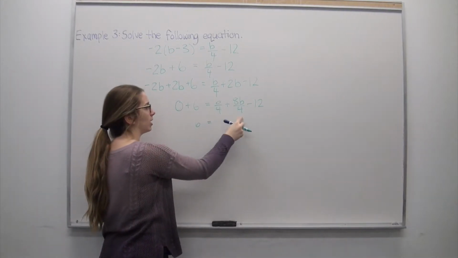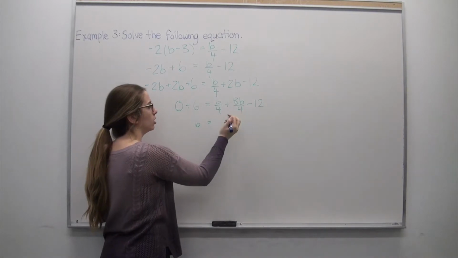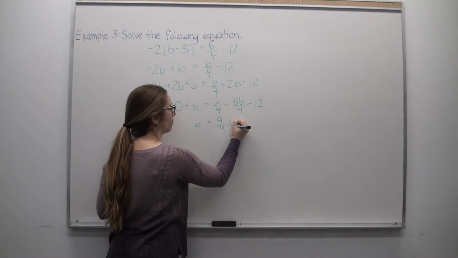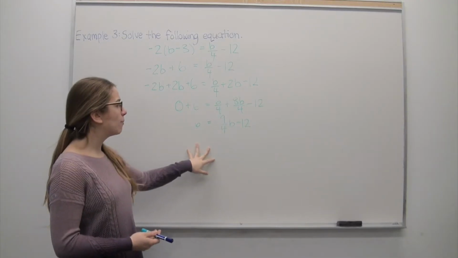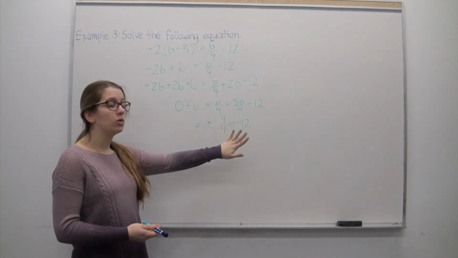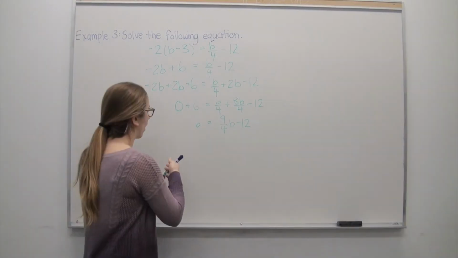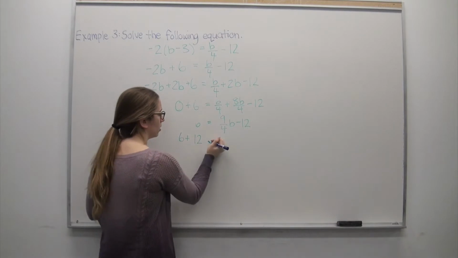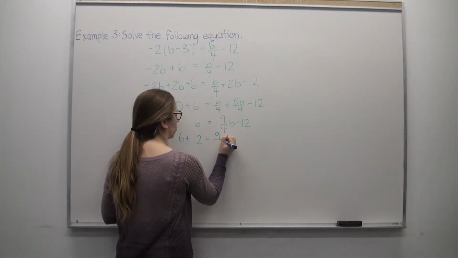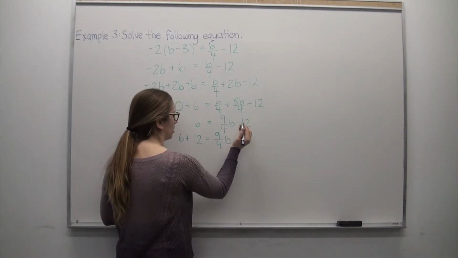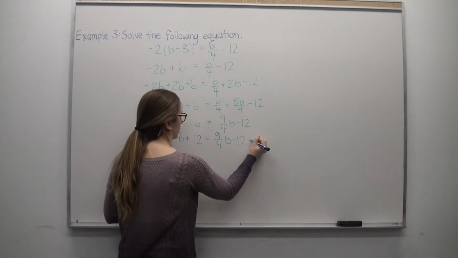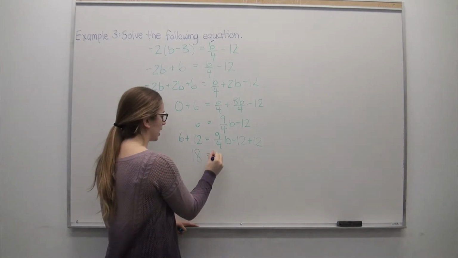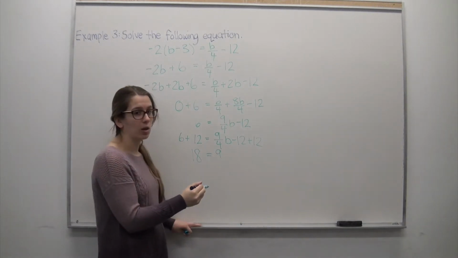Now I can collect the like terms with the variable of interest. So this becomes 9 over 4b minus 12. But first I'm going to choose to get rid of the subtraction. So I would have 6 plus 12 and then 9 over 4b minus 12 plus 12. This is going to become 18 on this side. There's nothing to collect with our variable of interest.